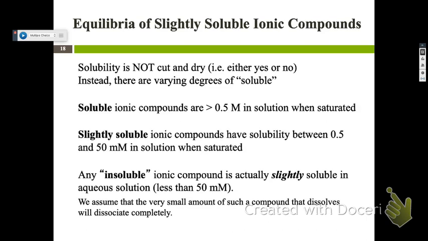Here are our definitions. A soluble compound is greater than 0.5 molar solubility. And then remember this cutoff that we had, the 0.05 molar, 50 millimolar. That's slightly soluble, between 50 millimolar and 500 millimolar. And then anything less than 50 millimolar we're going to say is insoluble, even though it does have ions that exist in solution. That's an equilibrium process.